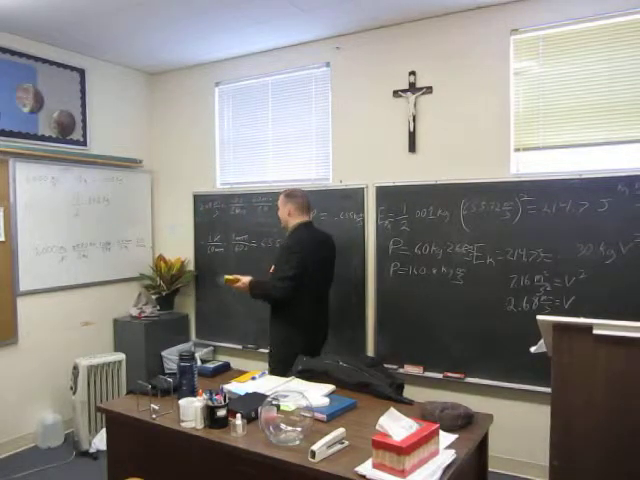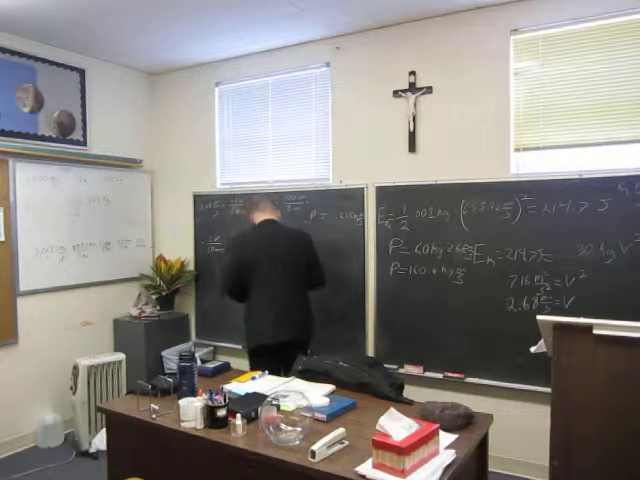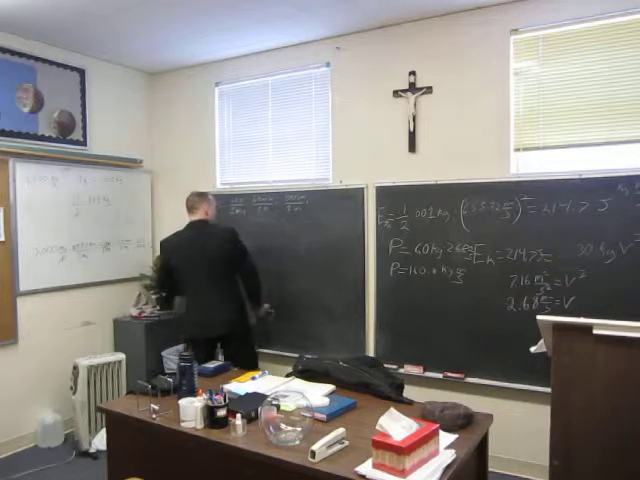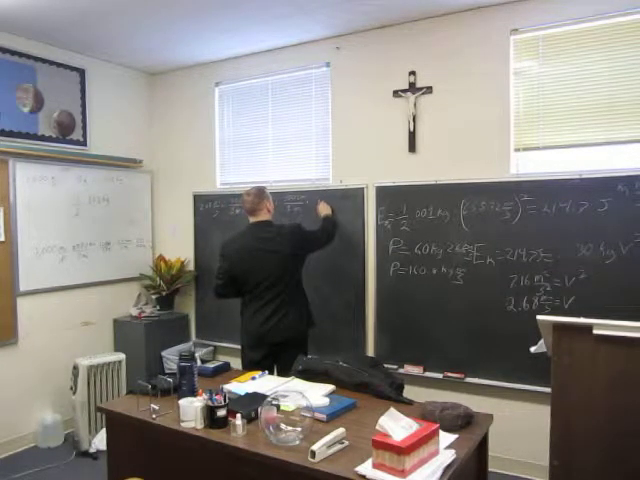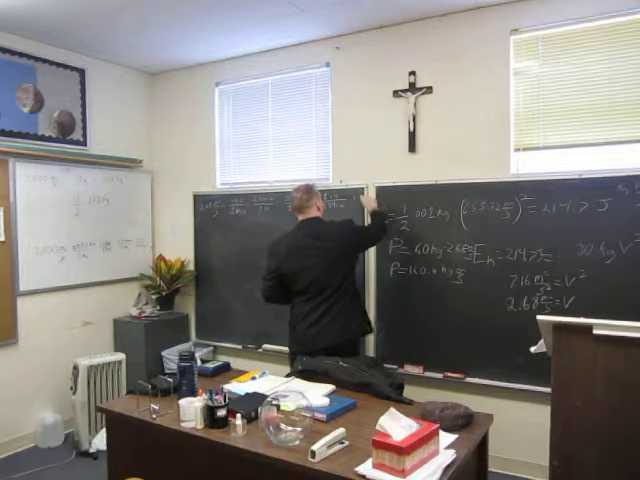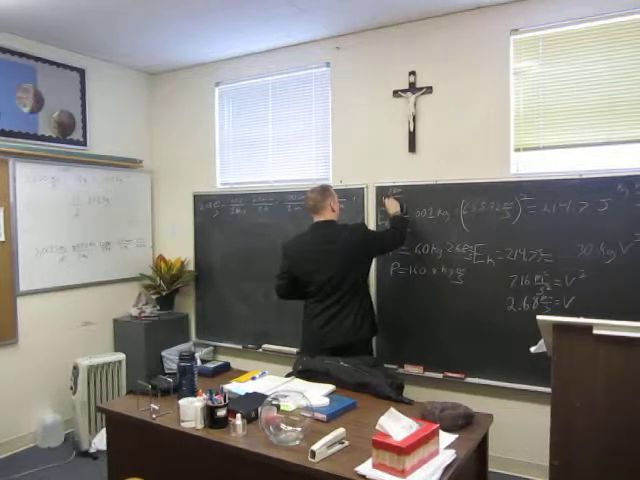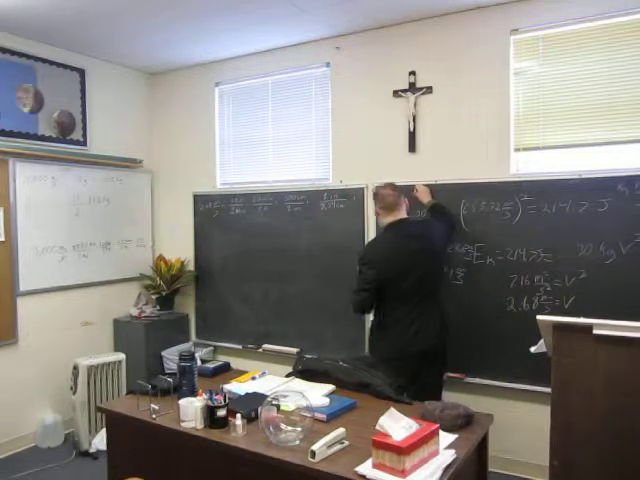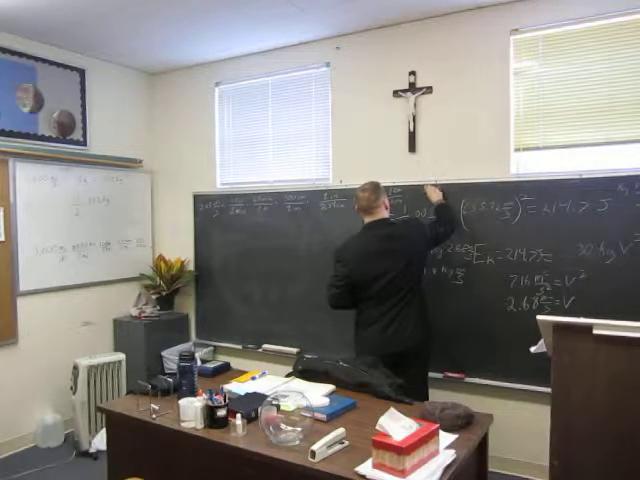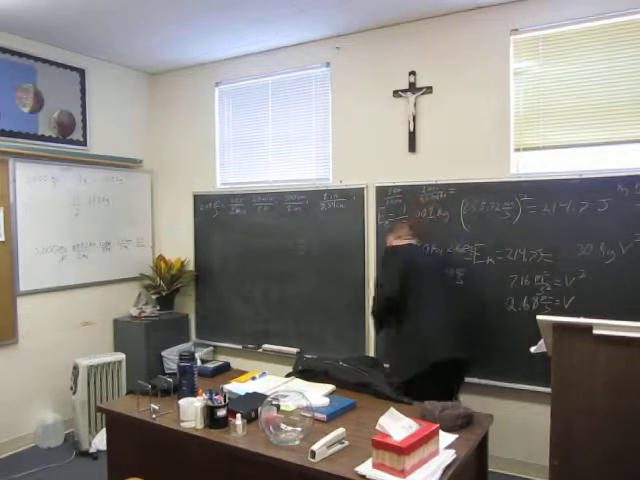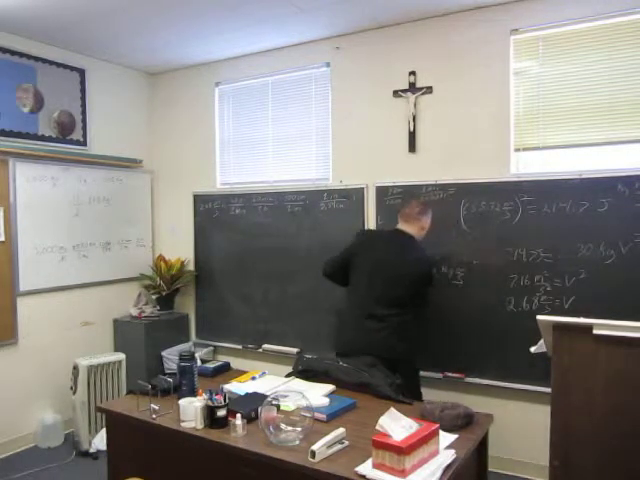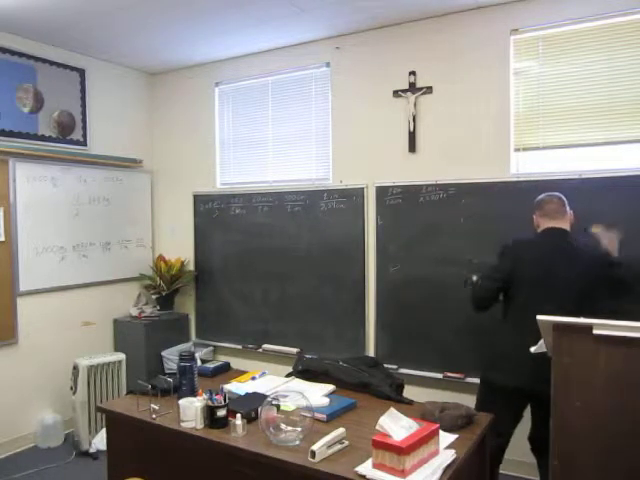We have to go all the way back to miles. 2.54 centimeters equal 1 inch, 12 inches over 1 foot, and 5,280 feet over 1 mile. Making a very lengthy problem. Okay, so now you're going to punch all that in.